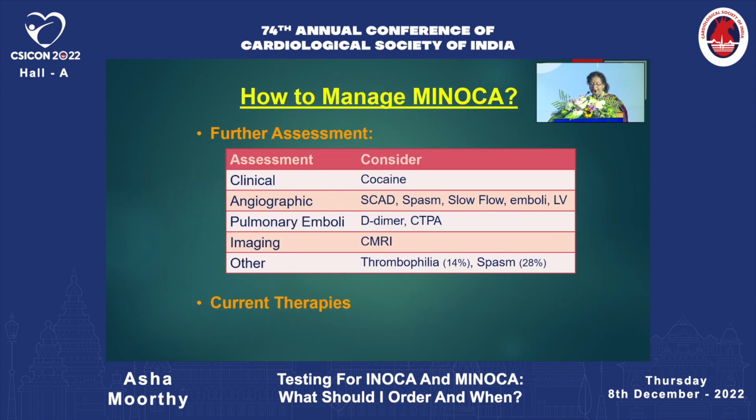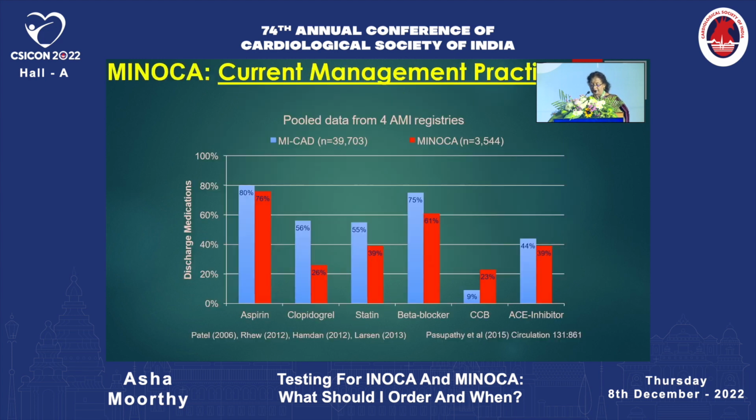So how will you manage MINOCA? The assessment is basically by clinical assessment to look for a history of drug abuse, then do the angiography and document spontaneous coronary dissection, spasm, slow flow situation, or emboli. If the diagnosis is uncertain, then you have to go for pulmonary emboli diagnosis, where you have to rule out with a CTPA and D-dimer. Imaging like CMR will give a confirmed diagnosis, and other thrombophilia profiles can be assessed.